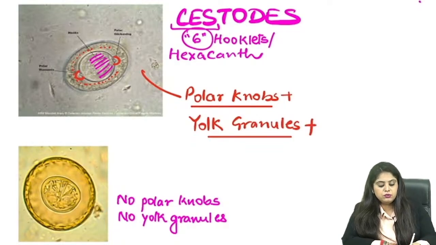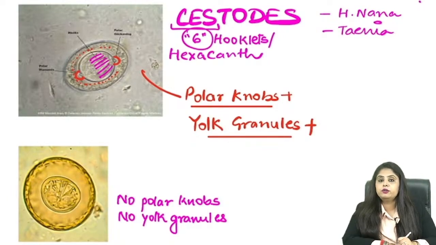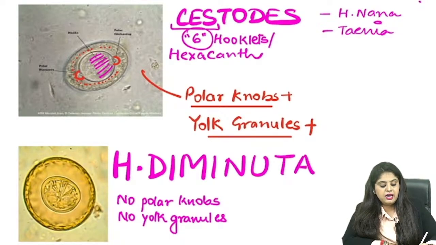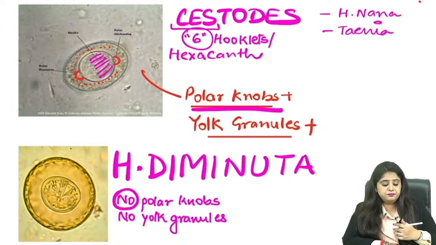So name some cestodes for me, please. The cestode is going to be H nana. The cestode is going to be all the Taenia, Saginata, Solium wale log, right? These are going to be cestodes. But then there is an exception called H diminuta. H diminuta says I am not having all these. I will not have any polar knobs also. I will not have any yolk granules also.